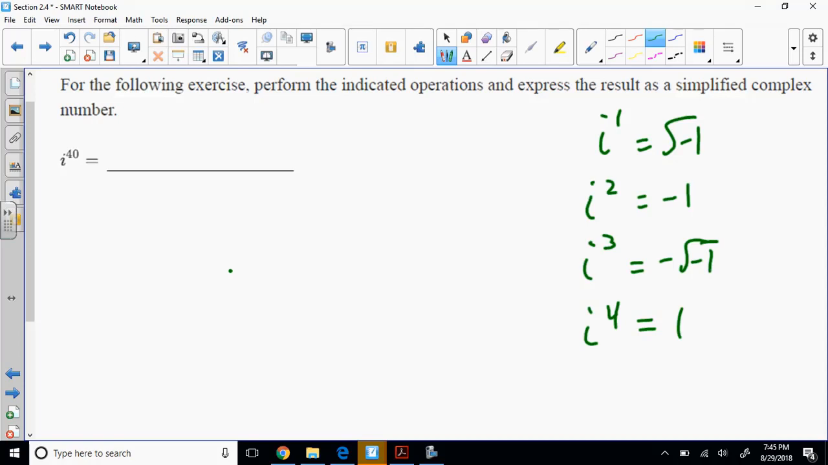All right, listen. I always teach you to rewrite it in terms of i to the fourth. The reason I tell you to rewrite it in terms of i to the fourth is, what's 1 raised to any power? 1. I don't care if you raise 1 to a gazillion, it's still just 1. So it makes life a little bit simpler.